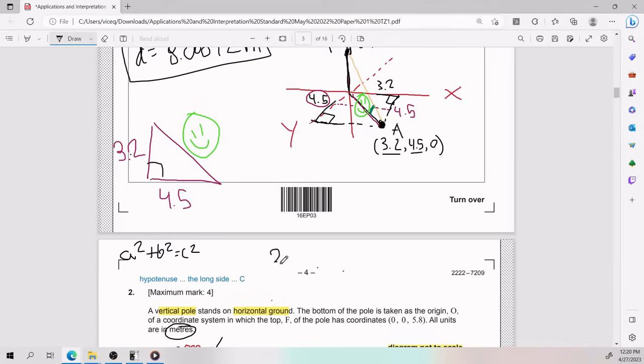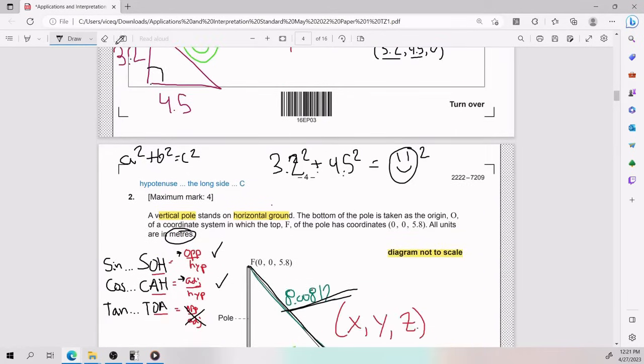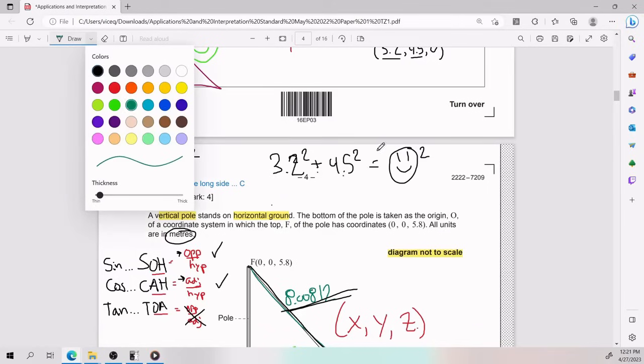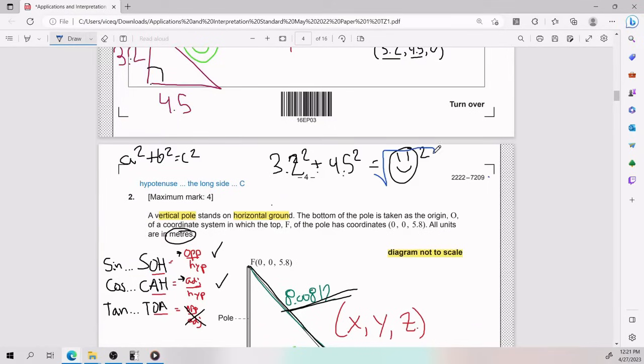So I'm going to write 3.2 squared plus 4.5 squared equals smiley face squared. I need to get smiley face alone, so I'm going to do the square root to both sides. What does the square root do? It helps me get rid of the squared. Now smiley face is alone. I just need to plug this into my calculator and see what I get.